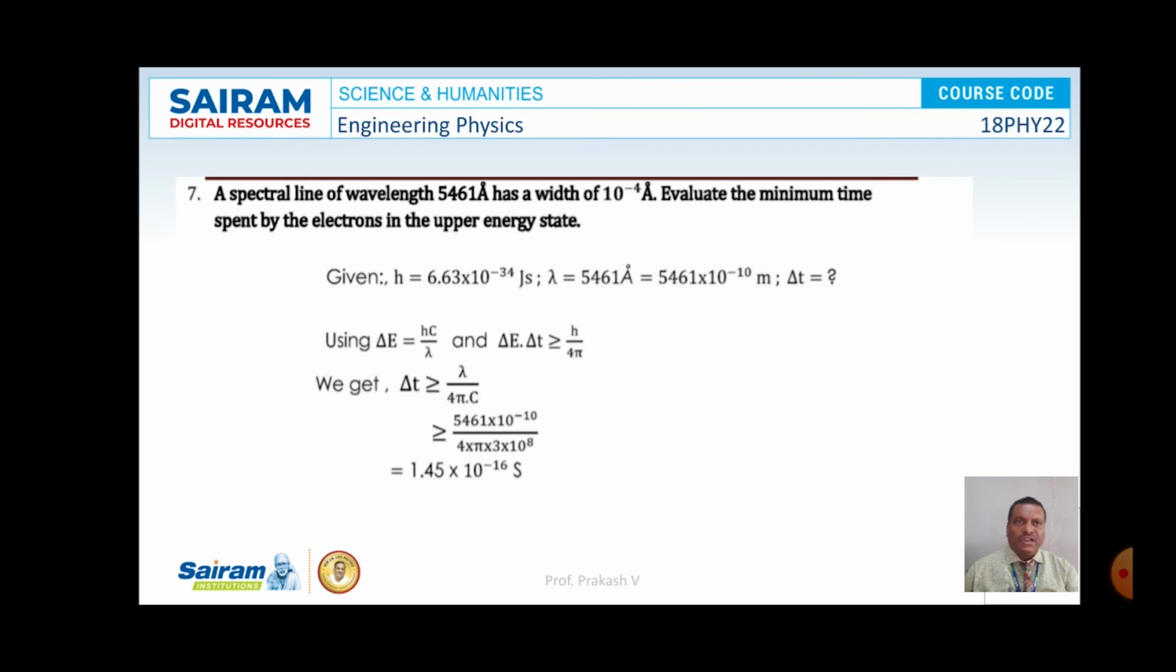We know that delta E is equal to hc by lambda, and further delta E into delta T is greater than or equal to h by 4 pi, according to the Heisenberg uncertainty principle. Therefore delta T is greater than or equal to lambda by 4 pi c. Then on substituting the value of lambda and the value of c here, the value of delta T is calculated as 1.45 into 10 to the power minus 16 seconds. So this is the solution for this problem.